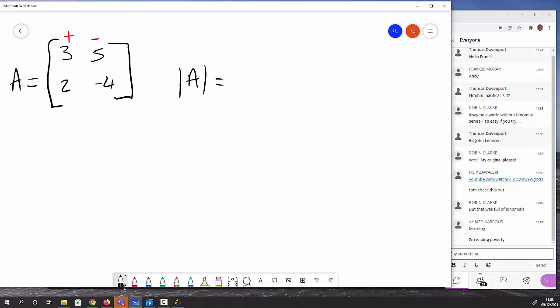Now before I calculate this determinant, I'll just put a plus here and a minus here, and you probably already know what I'm about to do. I'm going to multiply the 3 times minus 4, and then there's a minus here, isn't there? So I'm going to do 5 times 2. So 3 times minus 4 is minus 12, 5 times 2 is 10, but there's the minus there, so that's going to be minus 10. So the result of that is going to be minus 22. Now, I suspect most of you already know that, and you did this minus sign at the top without really thinking about it. You just know that's how you do a 2 by 2 determinant.